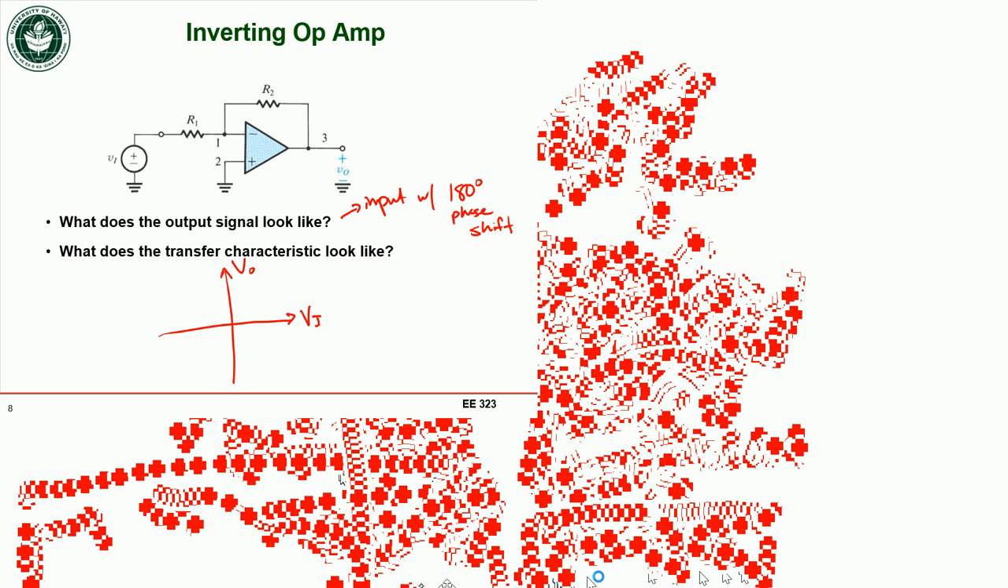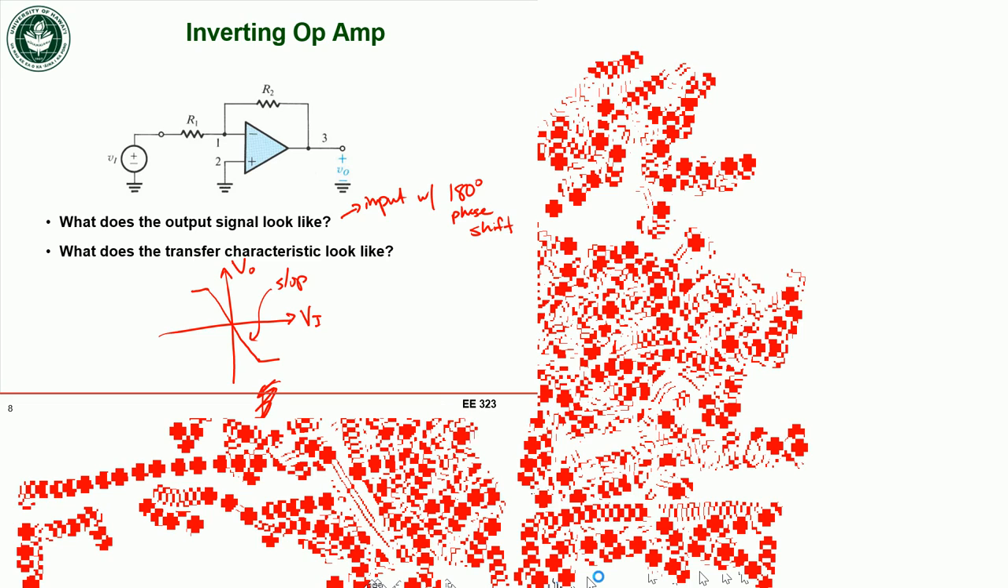And if I were to plot the transfer characteristic for this amplifier, it will look something like this. And the slope, oops, ignore that. What's the slope of this part of the transfer characteristic? R2 over R1, but the line goes this way, so it's a negative slope.